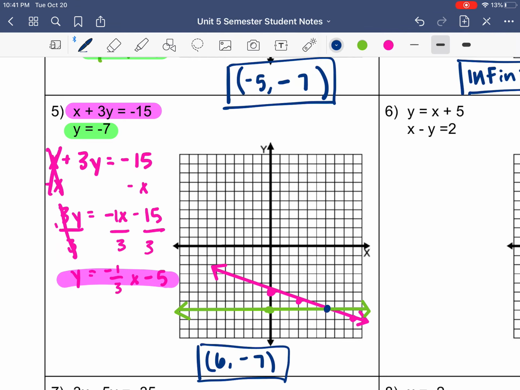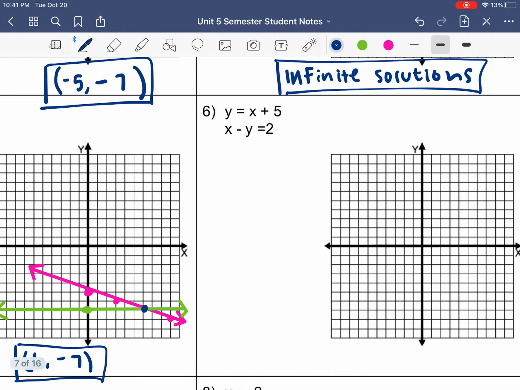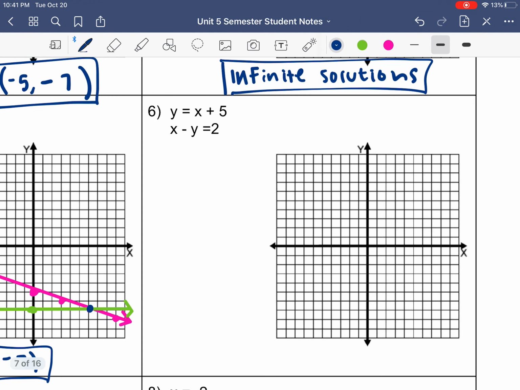All right, number 6, I want you to pause and give number 6 a try, totally by yourself. And then when you're ready, push play, and we'll do it together. Top equation is ready for graphing. For that top equation, we should have started up at 5, and our slope is 1, so up 1 and to the right 1. We can go lots of those. So there's your first line.